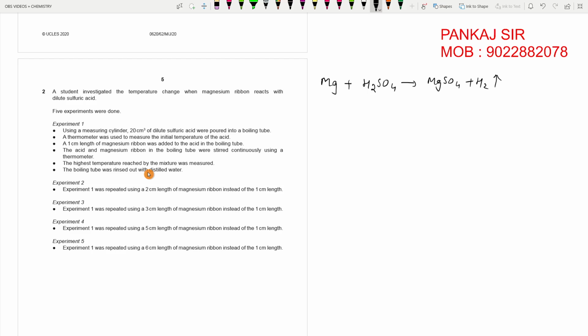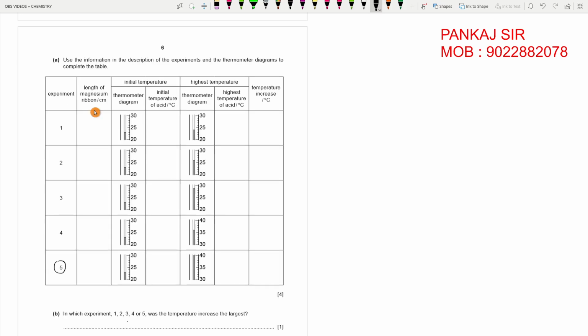Okay. So the question says that use the information in the description of the experiment and the thermometer readings of the thermometer diagrams to complete the table. Okay, so this table you have to fill up. Length of the magnesium ribbon. Now these are the 5 experiments, 1, 2, 3, 4, 5. So length of the magnesium ribbon for the first case is 1 centimeter. Then for the second it is 2 centimeter. For third experiment it was 3. For the fourth experiment it was 5 centimeter, and for the fifth experiment it is 6 centimeter, right? So these are your readings for the length of the magnesium ribbon.